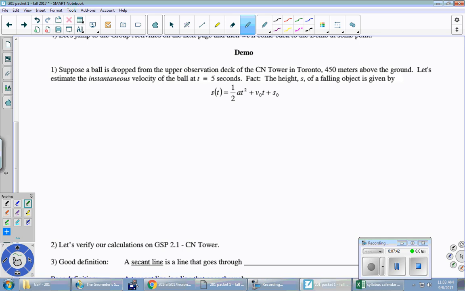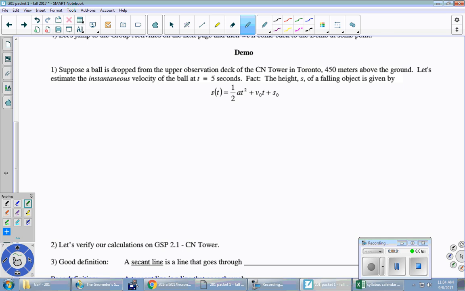So this is a question about a ball dropping, and it appears to have nothing to do with the zombies, but they will connect to each other pretty soon. Suppose a ball is dropped from the upper observation deck of the CN Tower in Toronto, 450 meters above the ground. Let's estimate the instantaneous velocity of the ball at t equals 5 seconds.